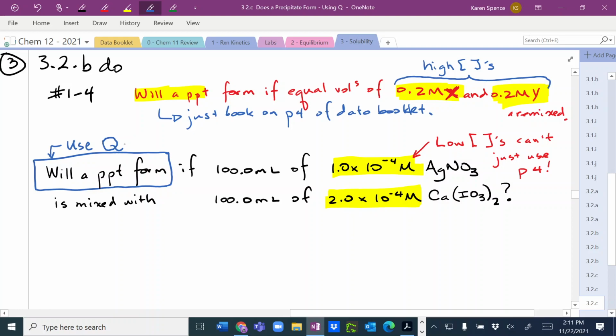Because we'll be able to look at it and say, either my ion concentrations are too high, in which case I will get a precipitate, or my ion concentrations are too low, in which case I will not get a precipitate. So the first thing we need to do, numero uno, is decide who the precipitate is. So you need to identify the precipitate.